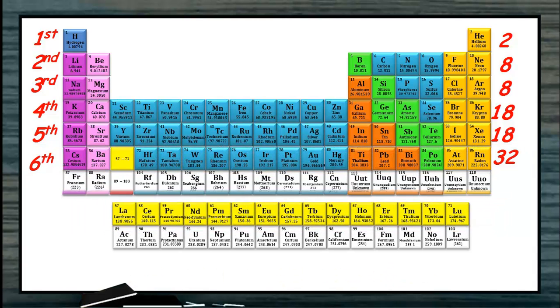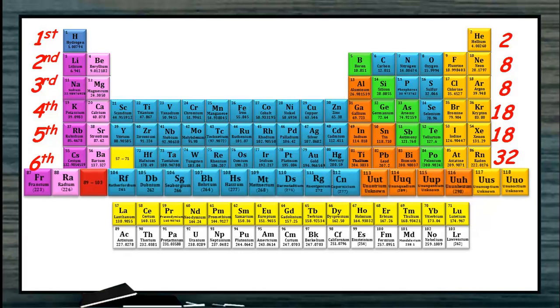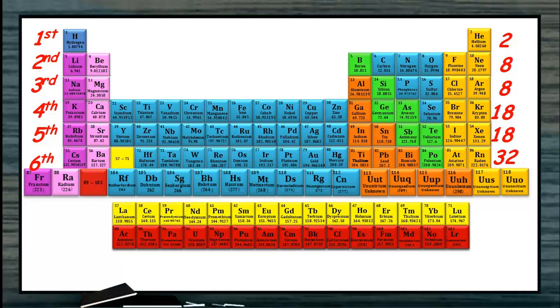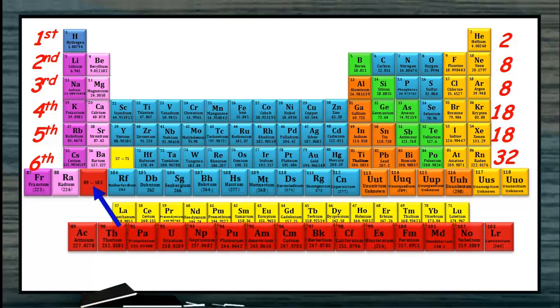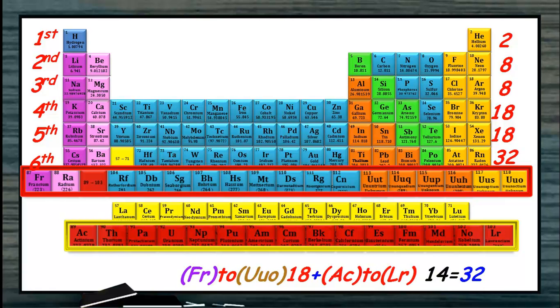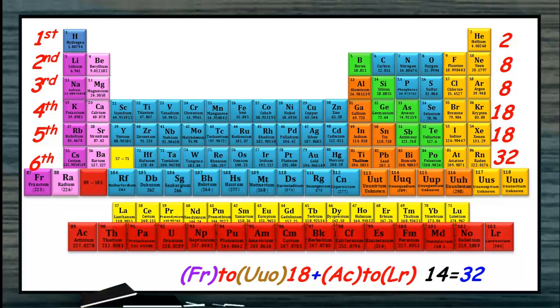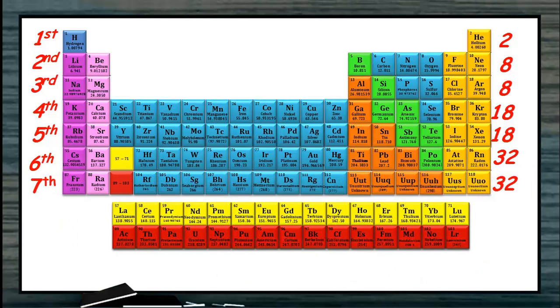Then in the 7th period, the starting element is francium and the ending element is the element with atomic number 118. Again, the 14 elements, actinides, are to be included in the 7th period. So now we can say that the maximum number of elements that can be accommodated in the 7th period is again 32, same as that of the 6th period. But as of now it is an incomplete period as all the elements have not been discovered, but the maximum elements that can be accommodated in the 7th period are 32.